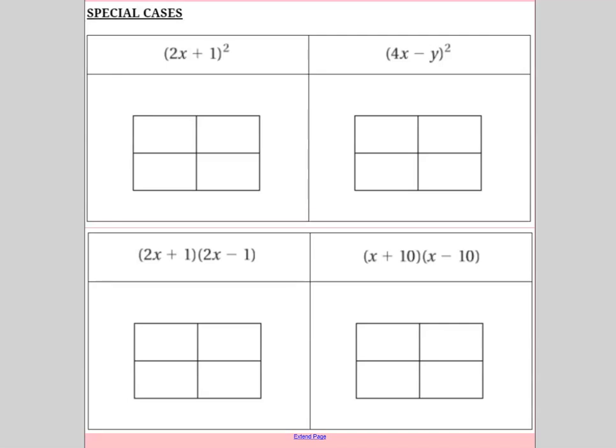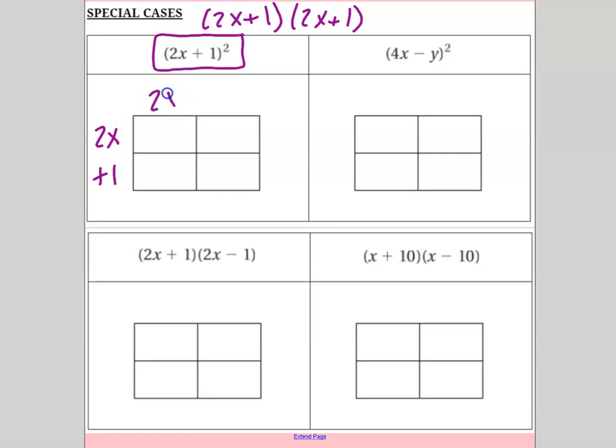All right, just a couple more problems. We got some special case problems. So here at the top we have 2x plus 1 squared. Well, that just means we're doing 2x plus 1 times itself, which is times 2x plus 1. So we'll put 2x plus 1 on one side and 2x plus 1 on the top. And then we just need to multiply those together.